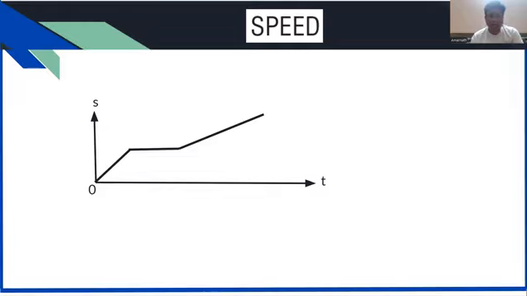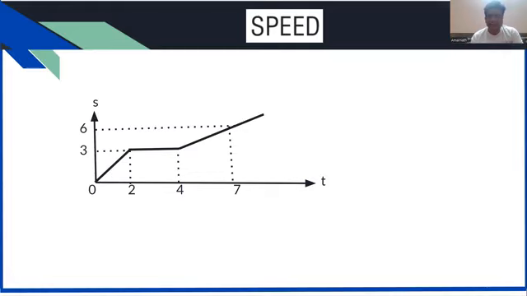Say this one is 3, it means 3 meter. All are in SI. This one is say 2 seconds. This one is say 4 seconds. This one is say 7 seconds, and that is correspondingly 6 meter. Okay, this is the graph.